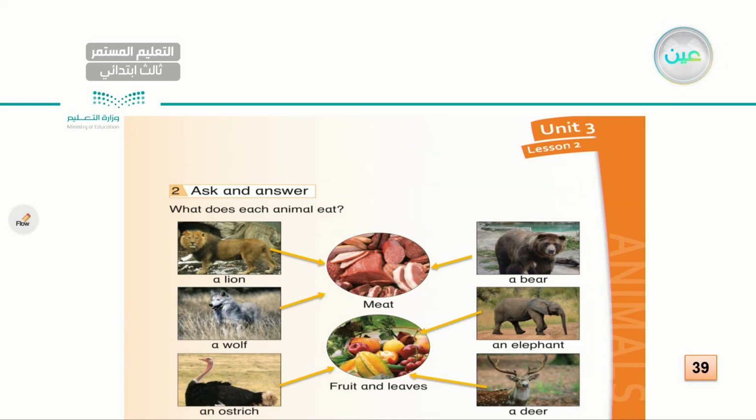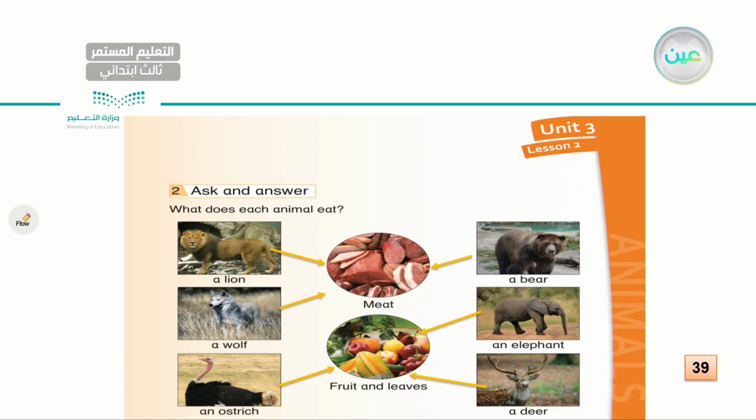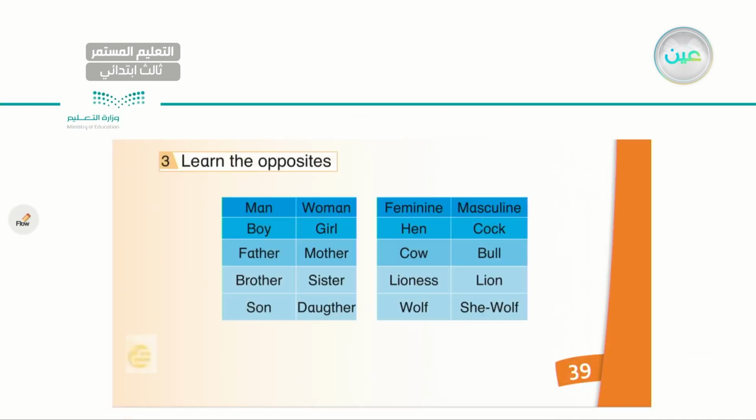Make sure you match the correct animal with their favorite food. A lion will eat meat, same as the wolf. And an ostrich will go for fruit and leaves. A bear will hunt for meat. An elephant and a deer will go for fruit and leaves.